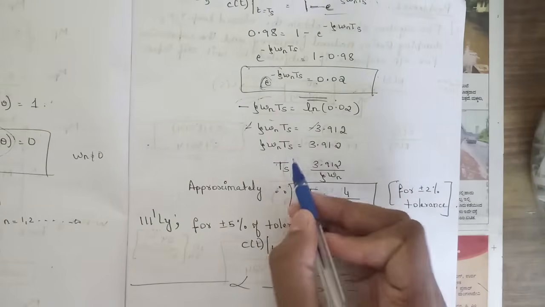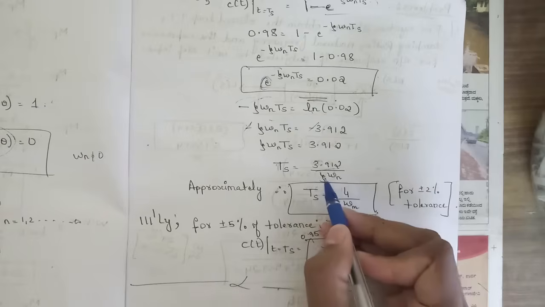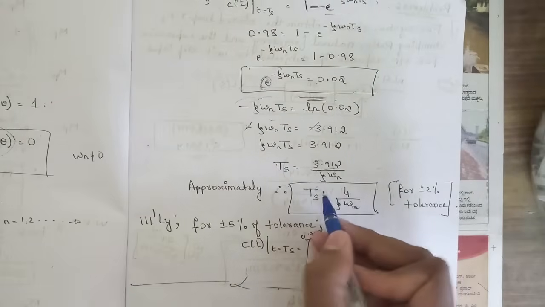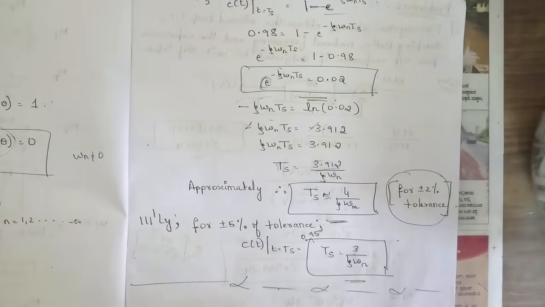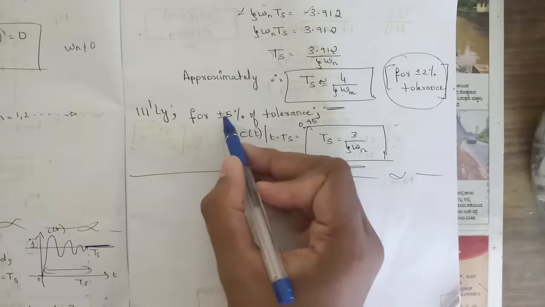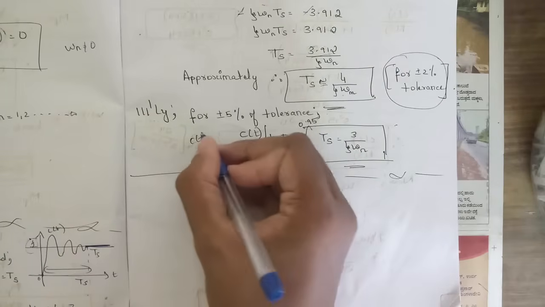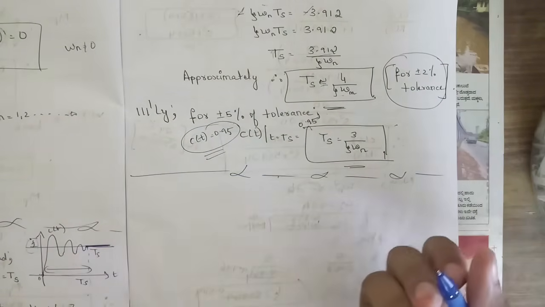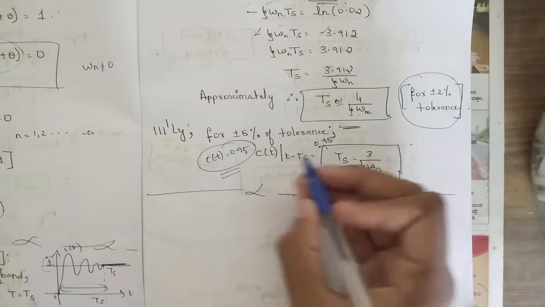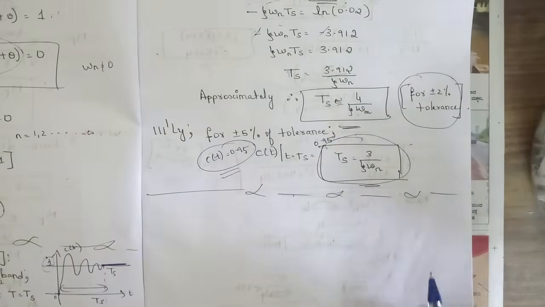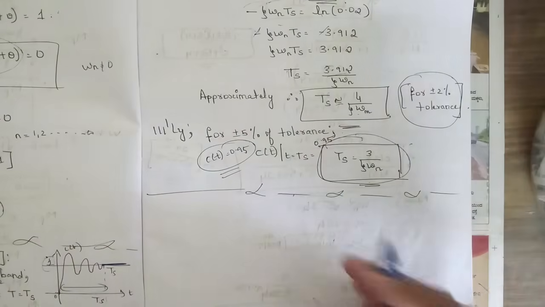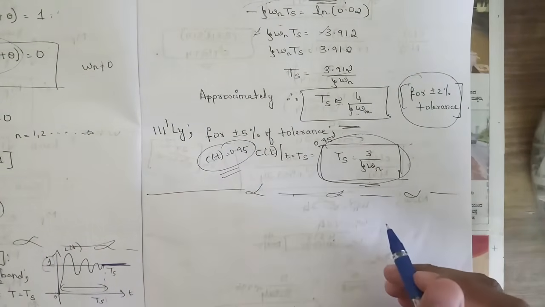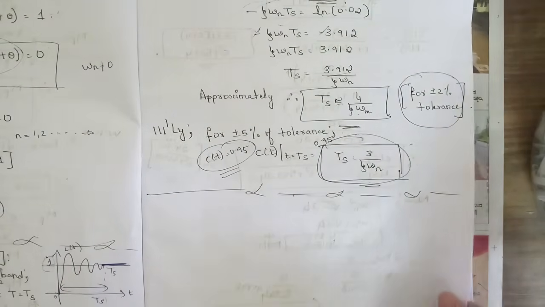Then the minus gets cancelled, so ts is equal to 3.912 divided by zeta omega n, or, if we approximate, we can write ts is equal to 4 by zeta omega n, approximately, for plus or minus 2% tolerance. So the expression of ts depends only upon the tolerance. Similarly, if we take for example plus or minus 5% tolerance, the C of t value would be 0.95, and after doing all the derivation we would get a different value. The answer for settling time would be 3 divided by zeta omega n. So the settling time varies according to the tolerance band given in the question, which is why we get different expressions for settling time.